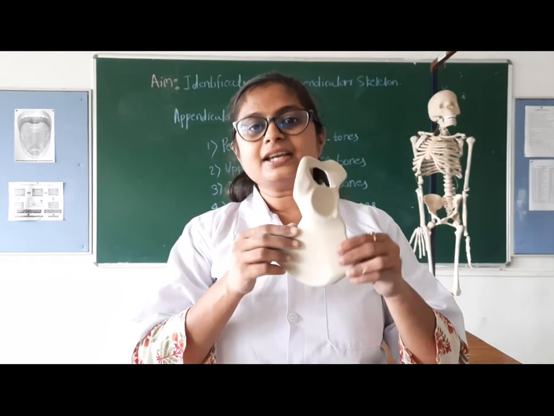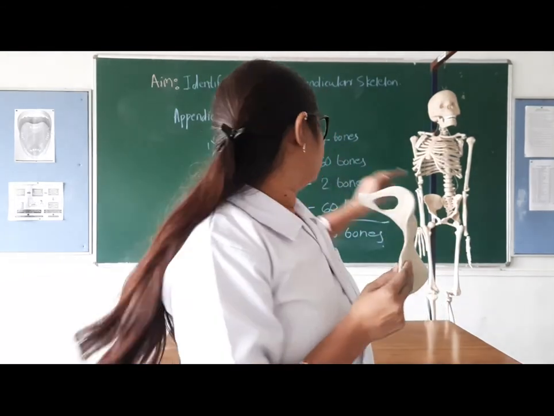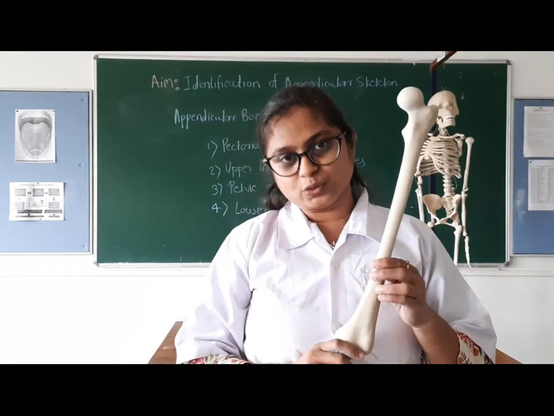Okay, now the next one is the pelvic girdle. This pelvic girdle contains the hip bone, and this hip bone contains the 2 bones. Now next one is the lower limb, and in the lower limb, first one is the femur. Femur contains the 2 bones.